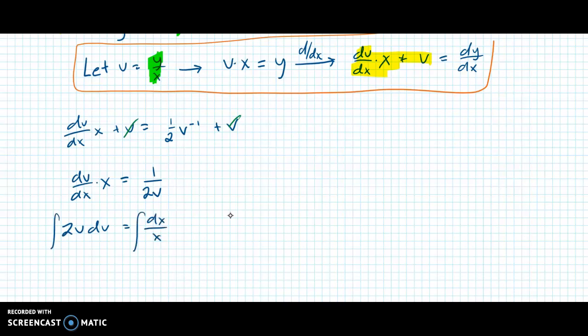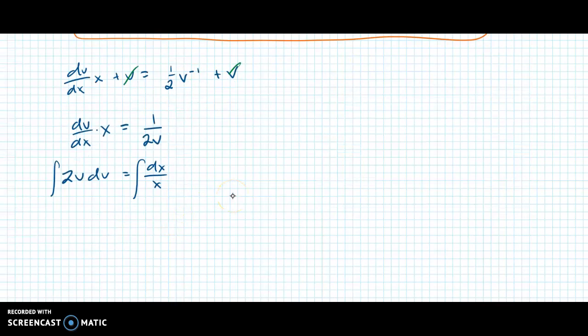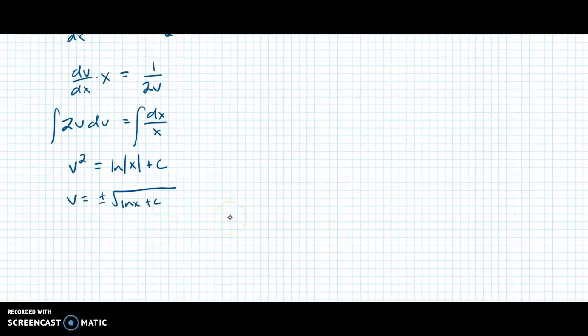Now I can integrate both sides. On the left side, I'm integrating with respect to v. On the right side, I'm integrating with respect to x. So power rule on this side, v squared equals ln absolute value x plus a constant. Now I'm going to square root both sides. So that gives me v equals plus or minus, don't forget your plus or minus, square root of ln x plus c. Then I can go ahead and re-sub in.